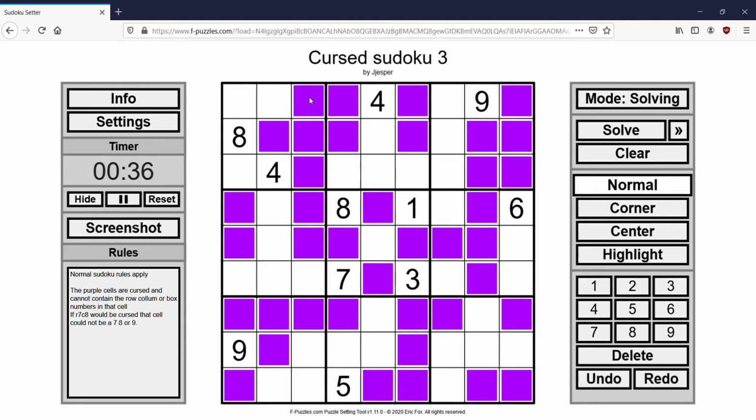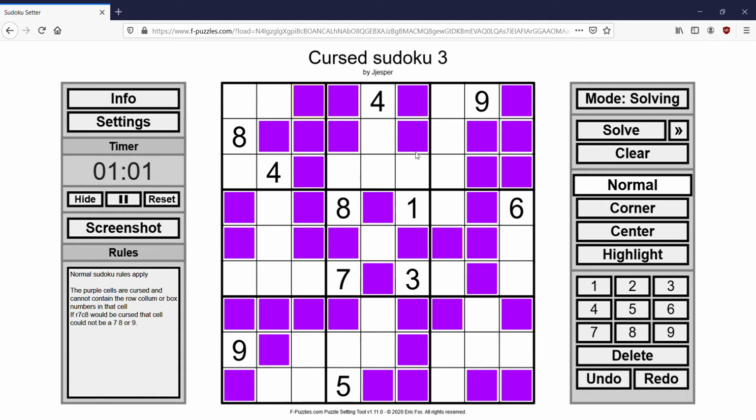So this one, for instance, could not contain a 1 because it's in row 1. It's also in box 1. It can't contain a 3 because it's in column 3. It can't contain a 4 or an 8 because they're already in the box, or a 4 and a 9 because they're already in the row. And that's the rule set. It's that simple. So what we do then is go off of restrictions to force numbers into place.